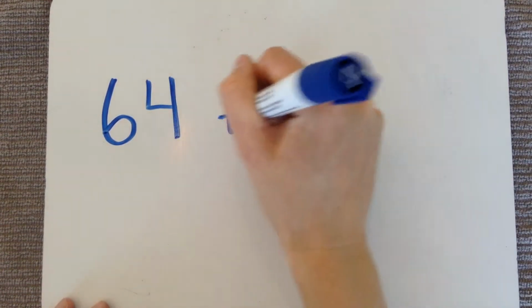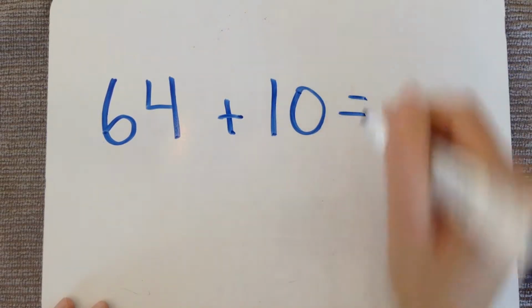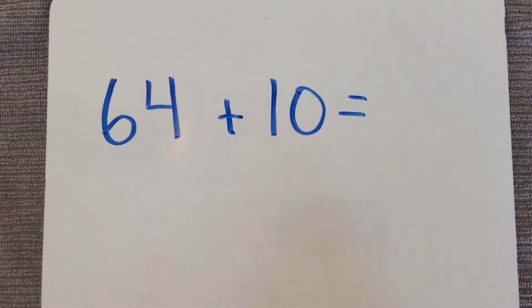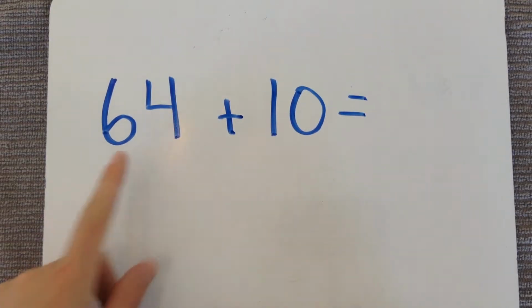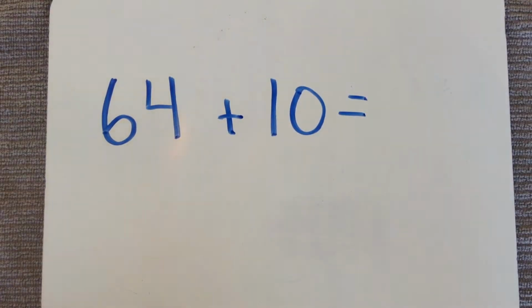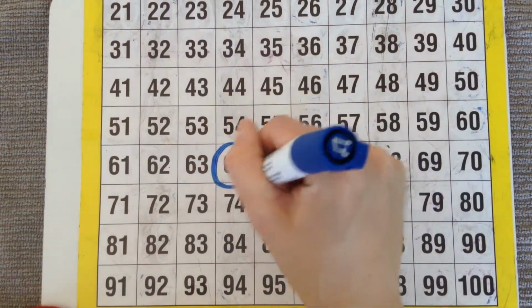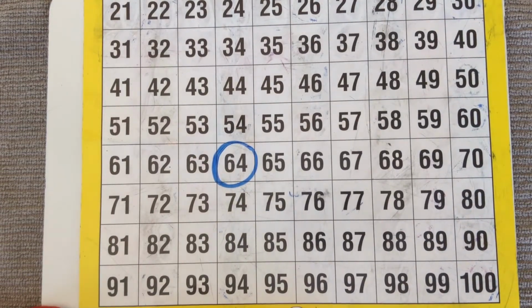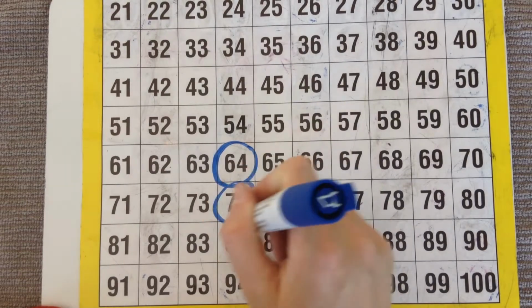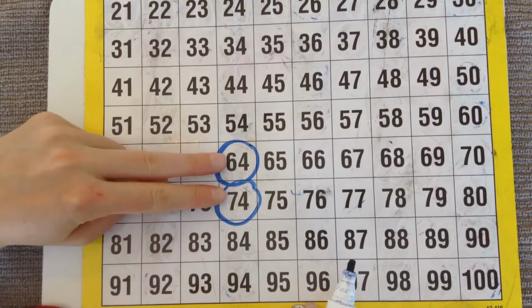Let's try one more. Let's do 64 plus 10. This is still a skip counting by 10 question because we're getting 10 bigger, but our starting number is 64. Let's find 64 on our 100s chart. Now, if we want to get 10 bigger, let's move in a straight line down. We know that when we do this, we add one more group of 10.